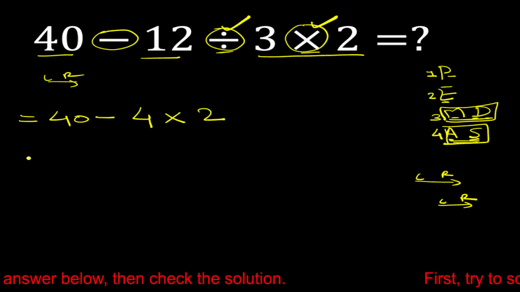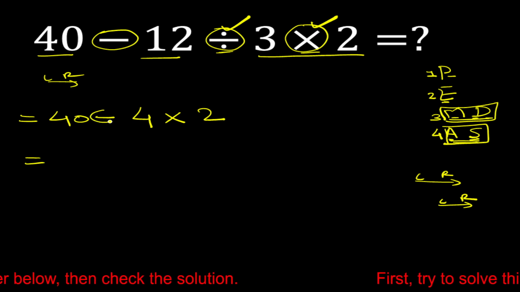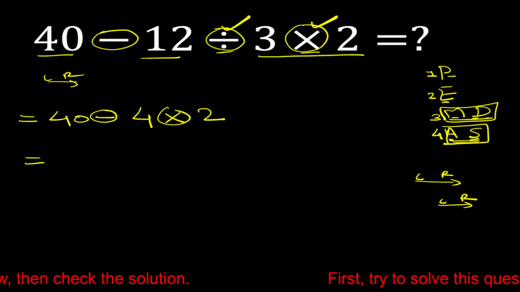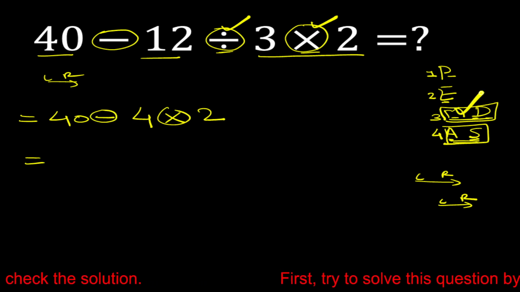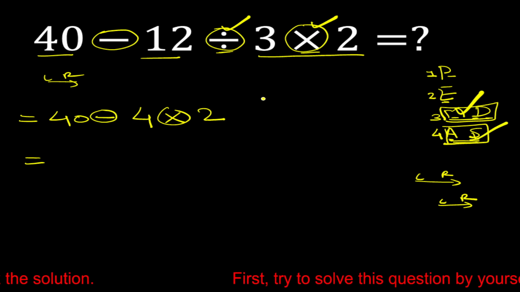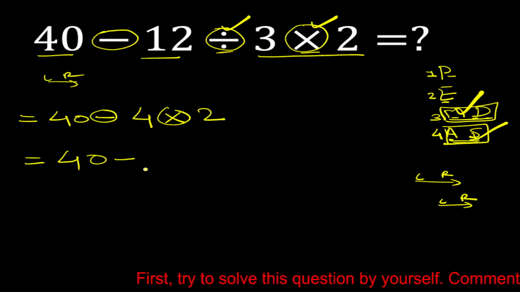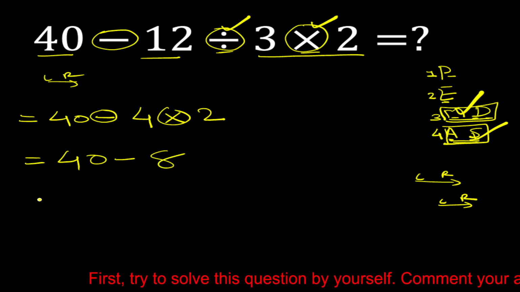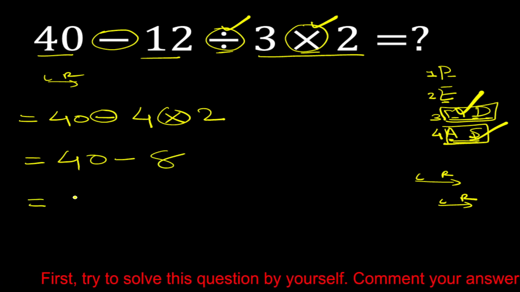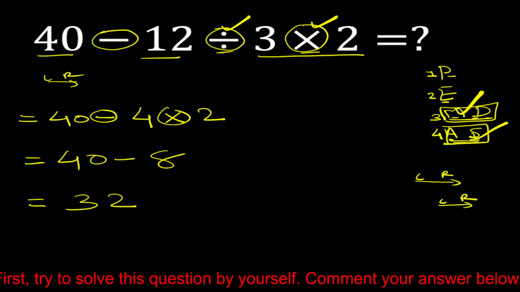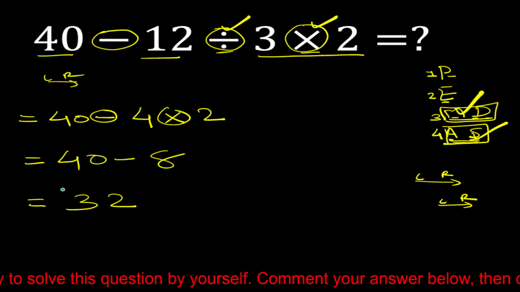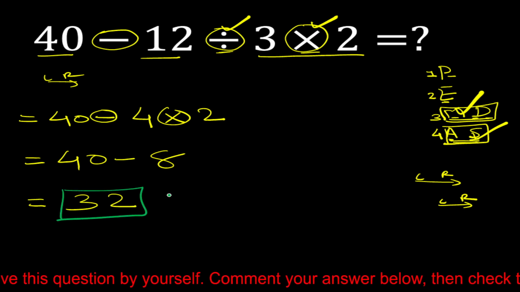multiply 2. Now one subtraction and one multiplication is left. Okay, so multiplication is first priority, then we have to solve subtraction. So 40 minus, now 4 multiplied by 2 is equal to 8. Now 40 minus 8 is equal to 32. Okay, so the correct answer is 32.